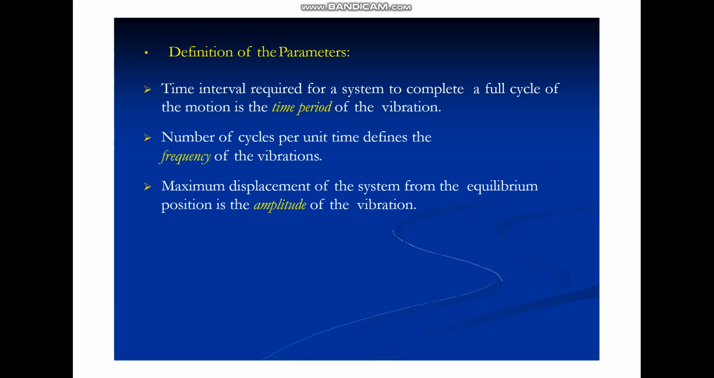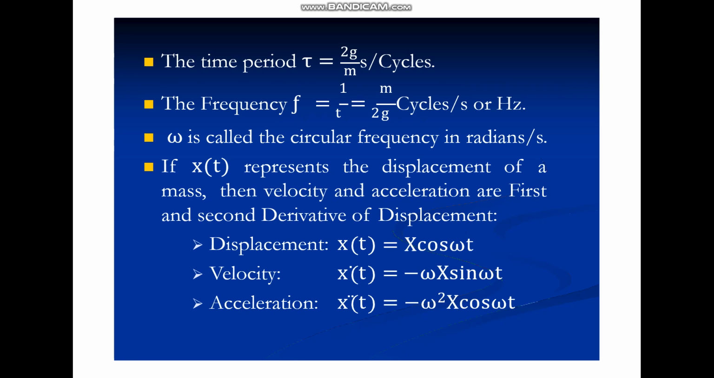And the number of cycles per unit time defines the frequency. Frequency is how repetitive the mass is in completing its oscillatory or repeating motion. And amplitude is the maximum displacement of the system from the equilibrium position, so it is basically measured in millimeters. Amplitude is basically how far the mass is going from its original position.